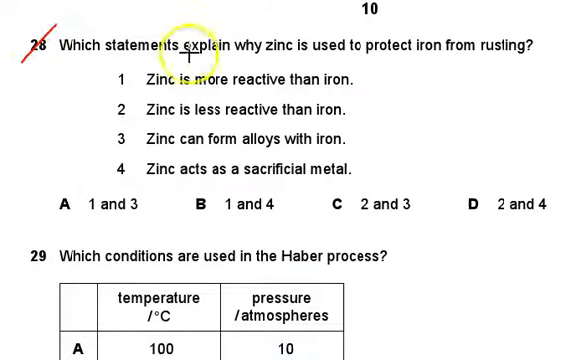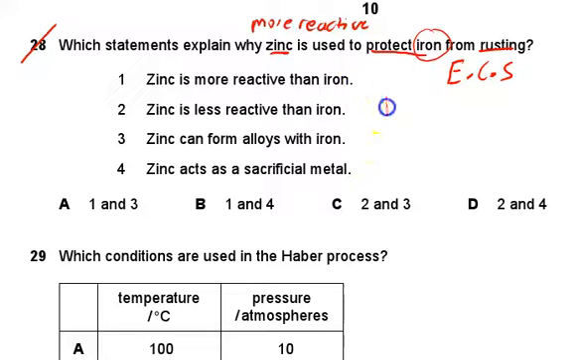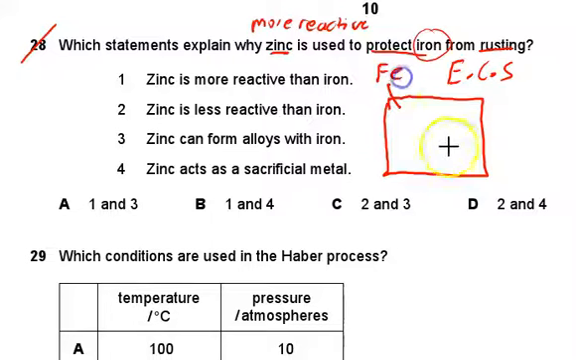Number 28. Which statement explains why zinc is used to protect iron from rusting? If you look at the electrochemical series, the zinc is on top, so zinc is more reactive compared to the iron. If you put the iron here and you put the zinc here, what happens is all the electrons will flow toward the zinc.